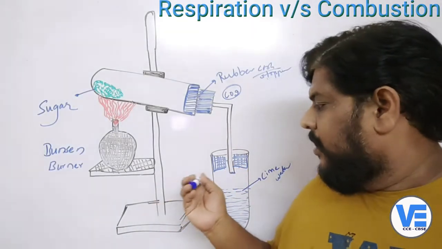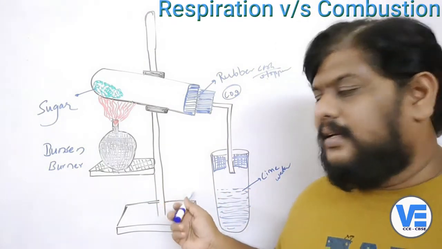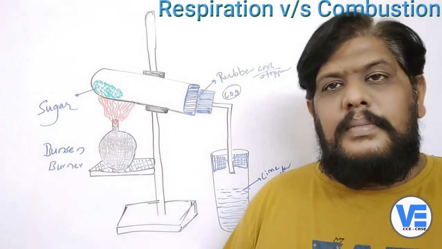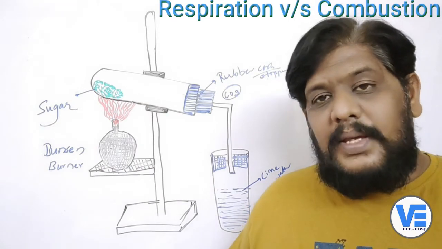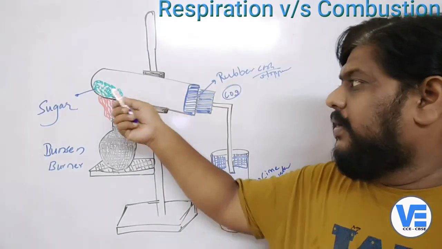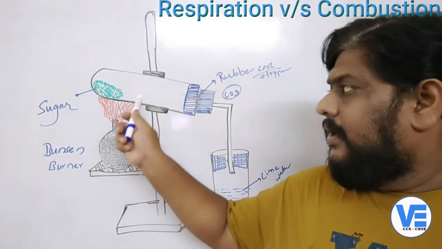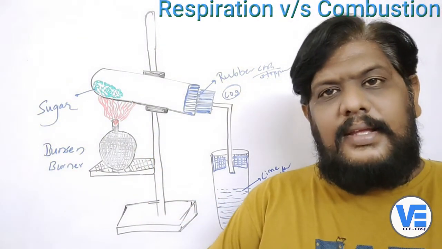So here also you can see that carbon dioxide is released. How can you see that carbon dioxide is released here? Because the lime water becomes milky white. As it is becoming milky white, we can say that when you burn the sugar, carbon dioxide is released. So here both of them look very much similar.